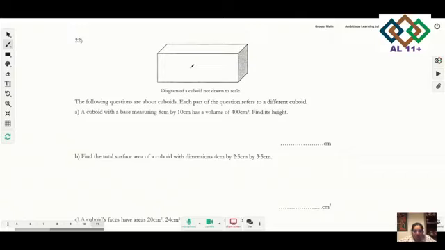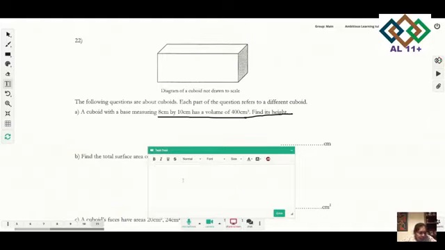I already read to you. They said there's a different cuboid for each one of them. So the first one, a cuboid with a base measuring 8 centimeters by 10 centimeters has a volume of 400 centimeters cubed. Find its height. So you need to find the height of this one. I'll put the box here so I can explain better how to do it. So the first one is easy. It's 5 centimeters.